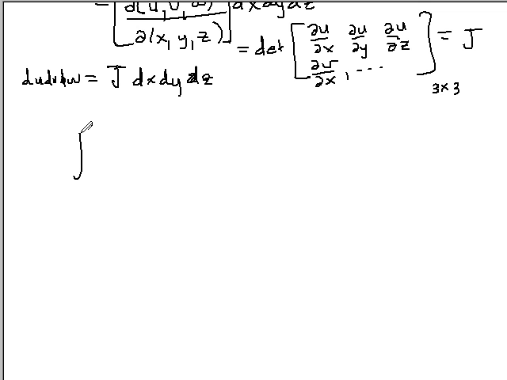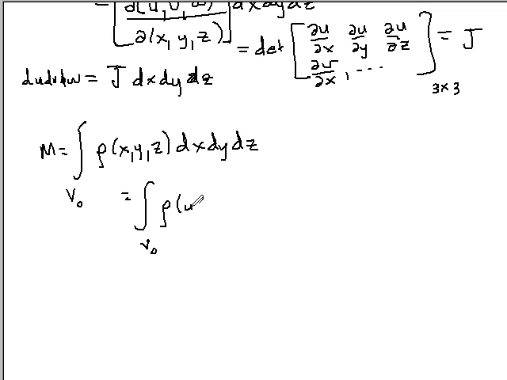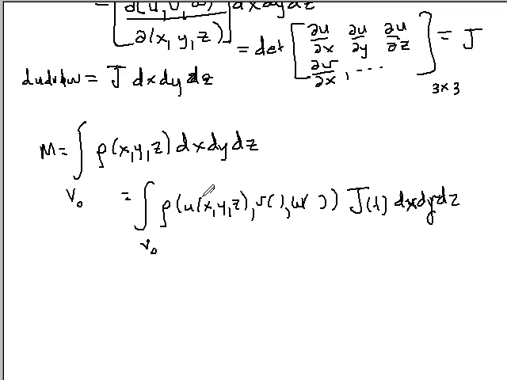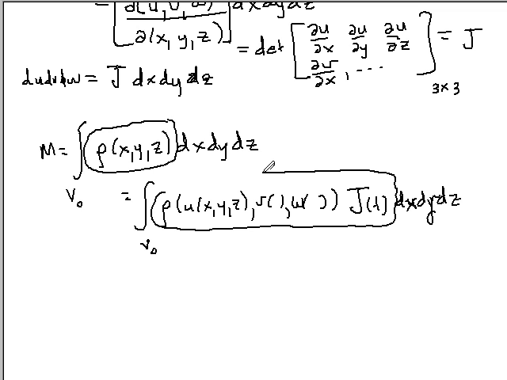And what I get is that the mass, which is a function of x, y, and z in my original coordinates, is just through a change of variables, rho of u(x, y, z), v, w, times the Jacobian, which is a function of t, times dx, dy, dz, since it's mapped back to dx, dy, dz. So what does that say? It says that the density, rho of x, y, and z, essentially becomes this quantity here.